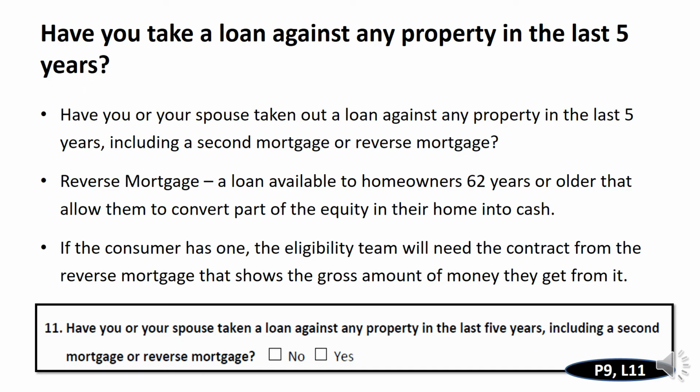Have you or your spouse taken out a loan against any property in the last 5 years, including a second mortgage or a reverse mortgage? A reverse mortgage is a loan available to homeowners 62 years or older that allows them to convert part of the equity in their home into cash. If the consumer has one, the eligibility team will need the contract from the reverse mortgage that shows the gross amount of money they get from it.